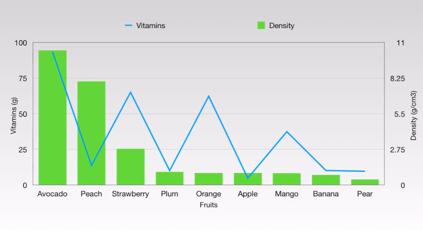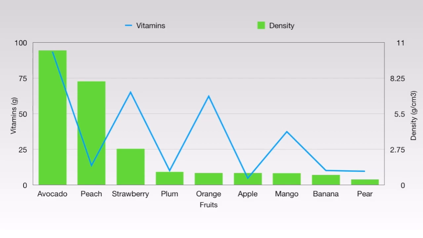Using the calculations, we constructed our graphs. Here we can see that the fruits are listed in decreasing order of density, the avocado being the highest and the pear being the lowest. The amount of vitamins doesn't follow the same pattern. It goes up and down irregularly. The same is the case for the next 3 graphs.